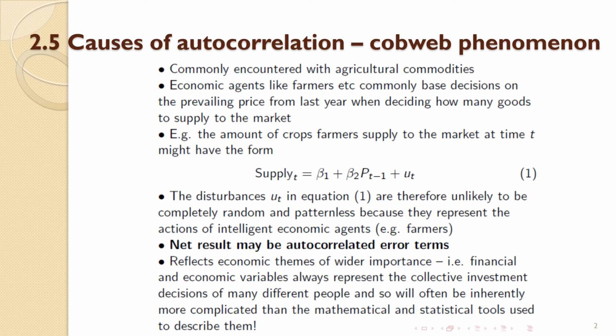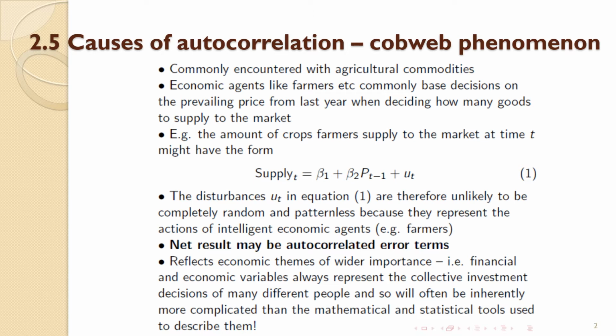Another example within complex economic networks is this cobweb phenomenon. This is commonly encountered in the context of agricultural commodities. Economic agents like farmers commonly base decisions on the prevailing price from last year when deciding how many goods to supply to the market next year. So for instance, the price has this sort of functional form here. The idea would be that if the price is high in the previous year, there'll then be more supply to the market the subsequent year.